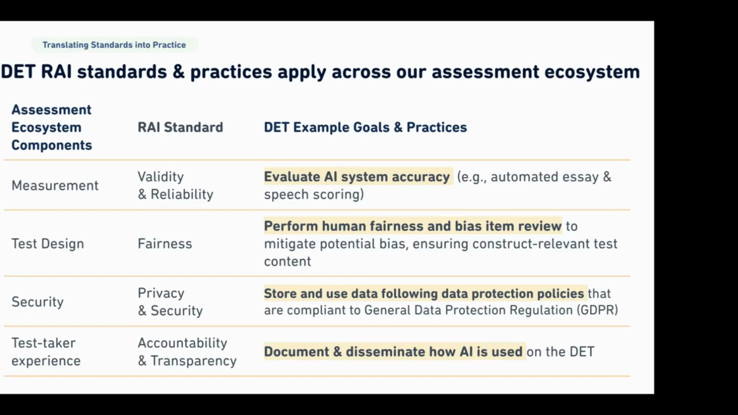And this is something the assessment industry has done for many, many years. It's not new, but now with automated item generation, we have different kinds of problems to solve than when people are writing items. And in terms of security, the privacy and security standard, an example is storing and using data following data protection policies. And in terms of accountability, making sure to document and disseminate how AI is used on the DET for us, or your test, or whatever you're writing RAI standards for.